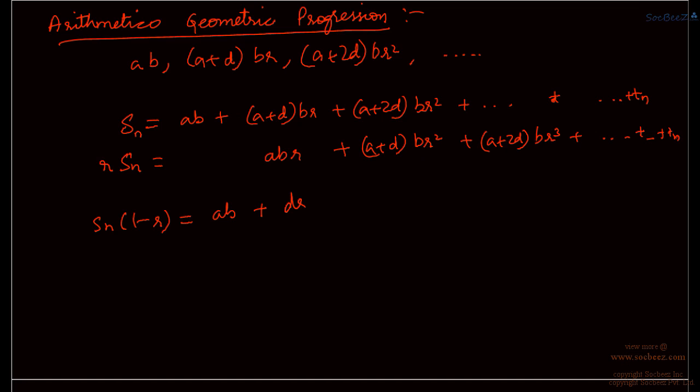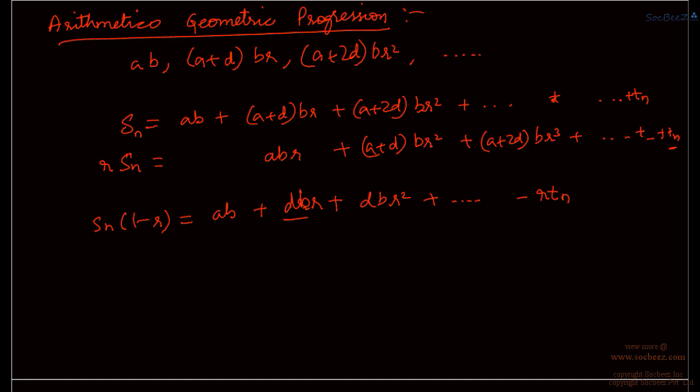So (a+d)br minus abr gives you dbr. Similarly, (a+2d)br² minus (a+d)br² again gives you dbr², like this. And the last term does not get cancelled. By the way, it's Tn into r, so the last term here should be r·Tn, right?